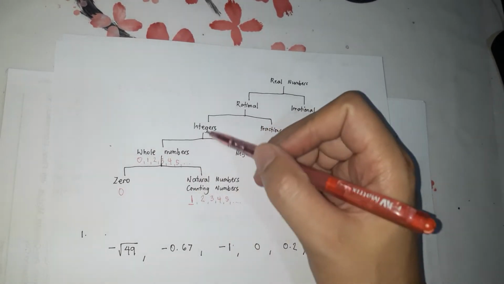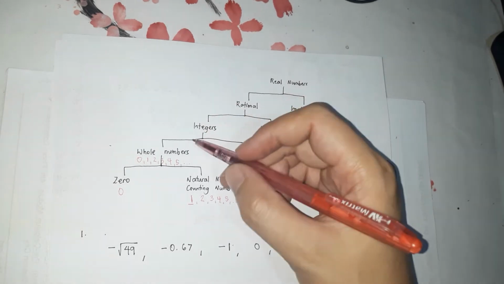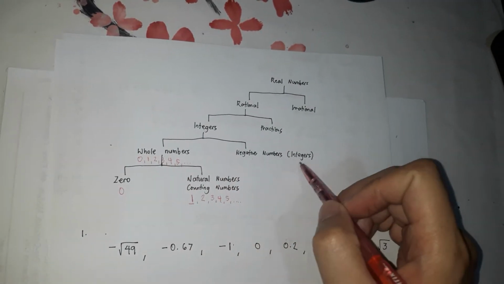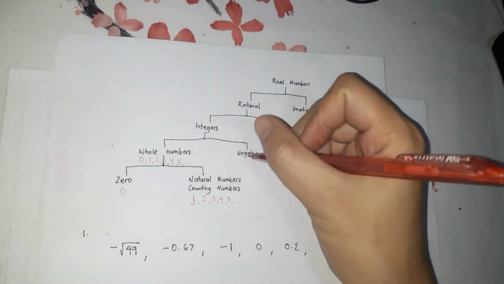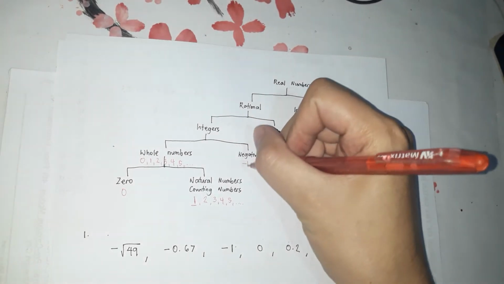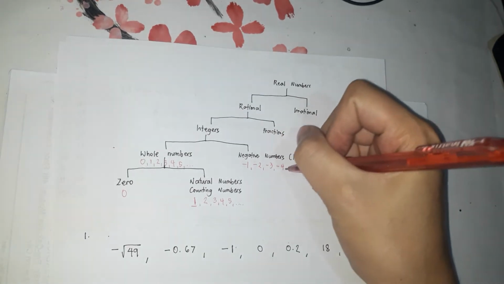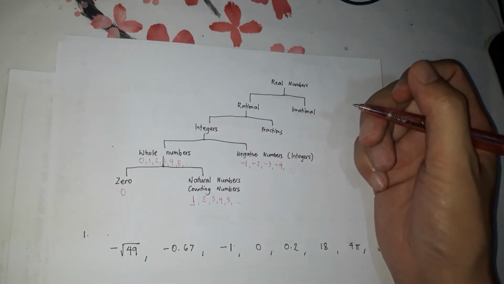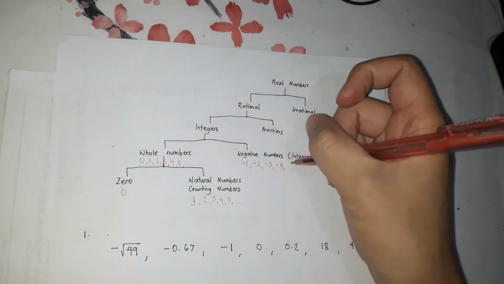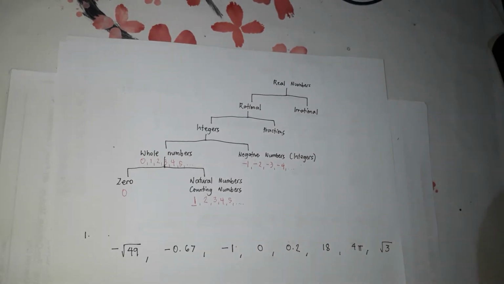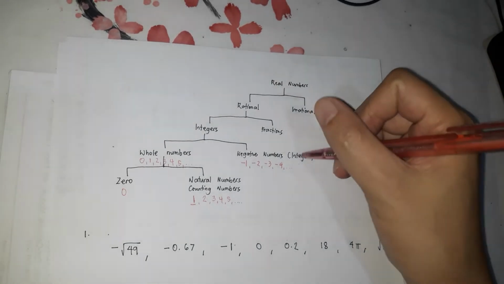Ang 1 is also an integer, kasi ang integers ay pinagsamang whole numbers at saka negative integers. So the negative integers are negative 1, negative 2, negative 3, negative 4, so on and so forth. Yung walang decimal, walang decimal number na after ng decimal point. So those are the negative integers.